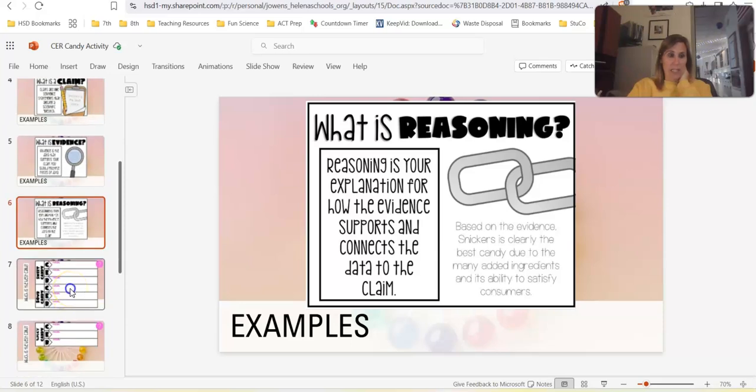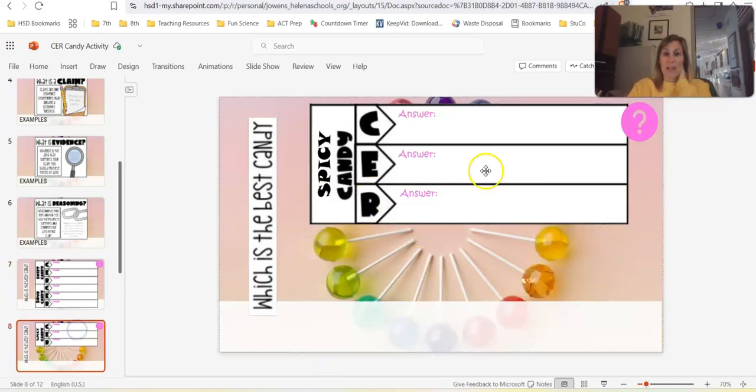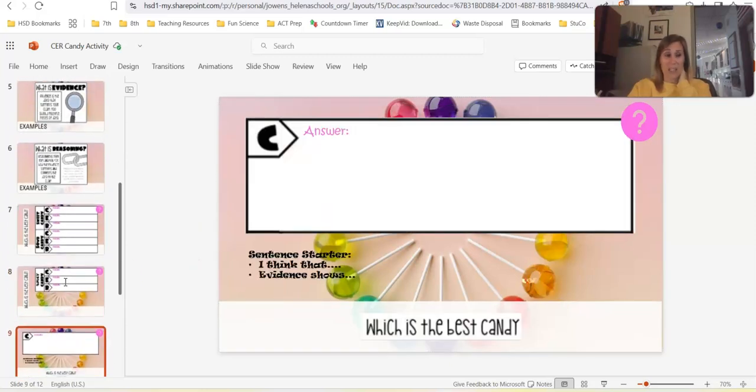What you guys are going to be doing today is tasting 6 different types of candy. We're going to first start by identifying, all right, we have the 2 sweet candies. Out of the 2 sweet candies, which is the best? Sour candies, which is the best? And then spicy candies, which is the best? And then overall, out of all 6 candies, which are the best?